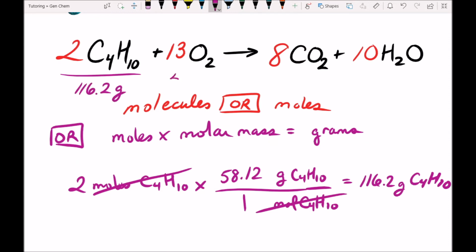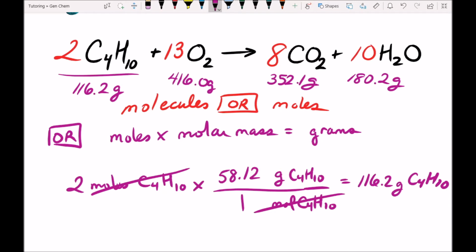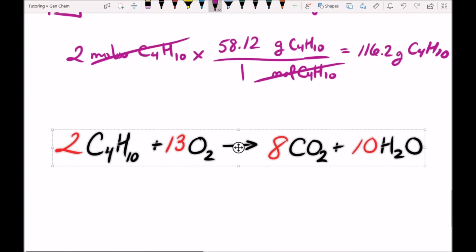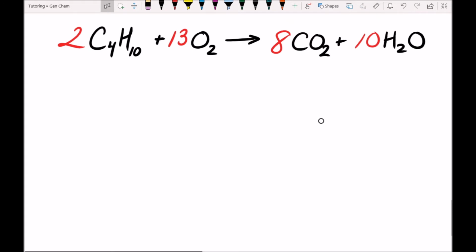And we can do that for all the rest of them. 13 moles of oxygen is 416 grams, 8 moles of CO2 is 352.1 grams, and 10 moles of water is 180.2 grams. So every combustion reaction of butane that occurs in the world at any time follows the molar ratios outlined in this balanced equation using those coefficients. So let's look a little bit more at the molar relationships here.